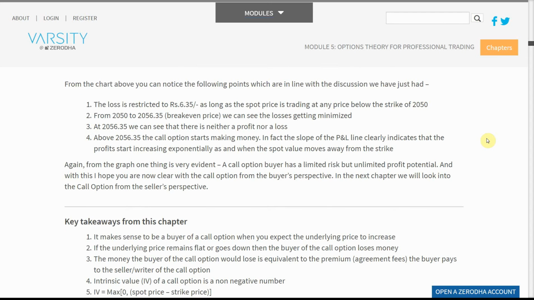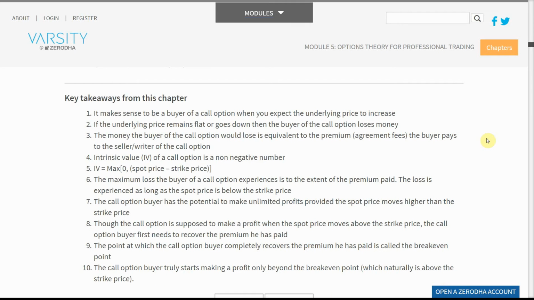Key takeaways from this chapter. It makes sense to be a buyer of a call option when you expect the underlying price to increase. If the underlying price remains flat or goes down, then the buyer of the call option loses money. The money the buyer of the call option would lose is equivalent to the premium, the agreement fees the buyer pays to the seller, writer of the call option. Intrinsic value (IV) of a call option is a non-negative number. IV equals max(0, spot price - strike price).